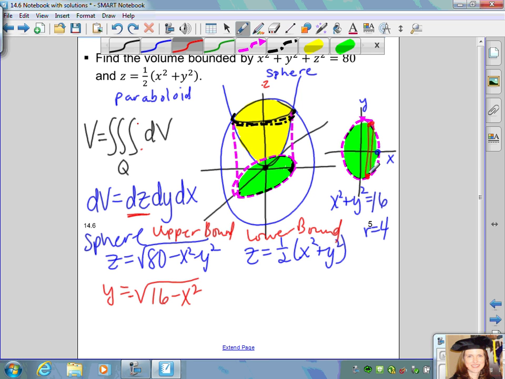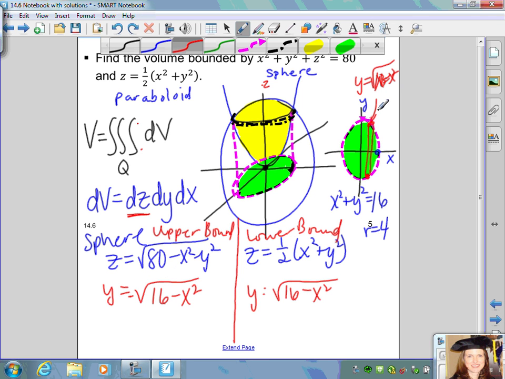And the upper portion here, if you solve that for y, it's going to be the positive square root of 16 minus x squared. So the upper bound is the square root of 16 minus x squared. This one is going to be the negative one for the lower bound, and this one's going to be the upper bound.